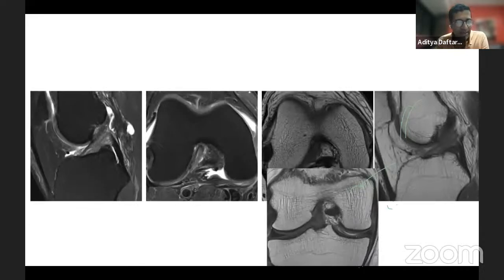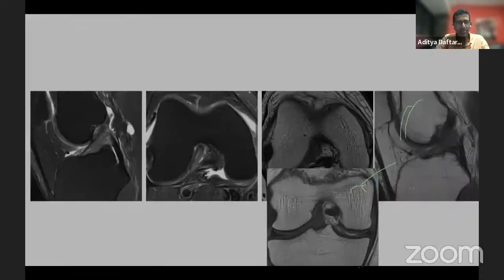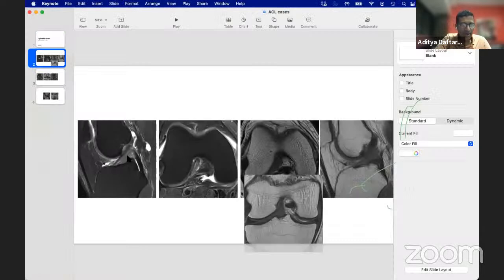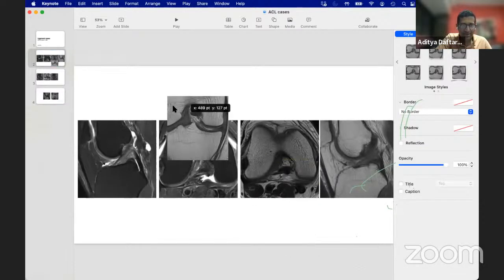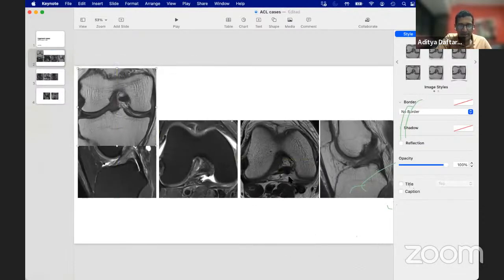But if you look at the ACL on the sagittal images and on the axial, so 2 images on the left, what you can see is there's some high signal within the ACL, right? So you can see here that this is ACL. It's got some high signal inside it. You can see that femoral attachment has got some high signal inside it. And here you can see this tibial attachment has got a little bit of high signal inside it. And this ACL looks funny over here.